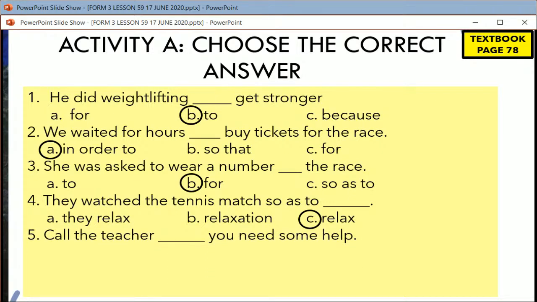Call the teacher. You need some help. What would the answer be? How can they relax, cluster? They relax is A, not C. Okay, call the teacher if you need some help. Okay, that would be acceptable, Chaying. Yes, right. A lot of you have given if. Call the teacher because you need some help. Right. So you have the different answers there, but you don't have if.